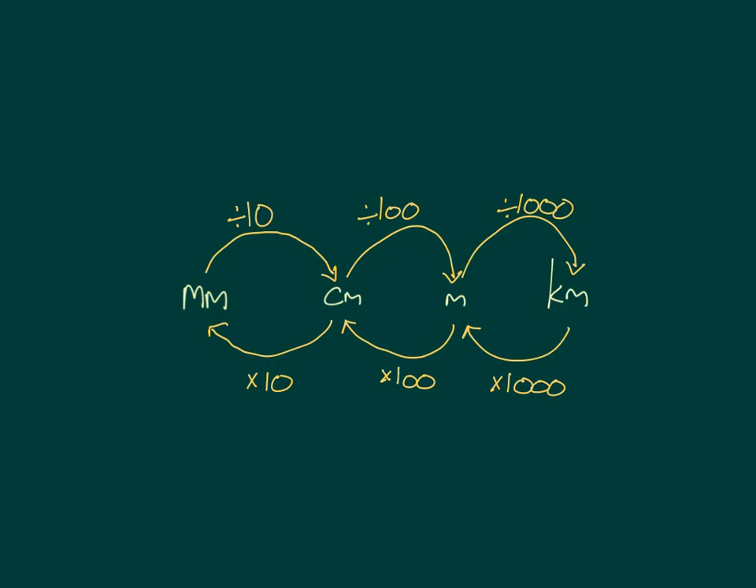So in summary, because there's 10 millimetres for every 1 centimetre, we divide by 10 going from millimetres to centimetres. Because there's 100 centimetres in every metre, we divide by 100 to get to metres. Because there's 1,000 metres in every kilometre, we divide by 1,000. To go backwards, we do the opposite.